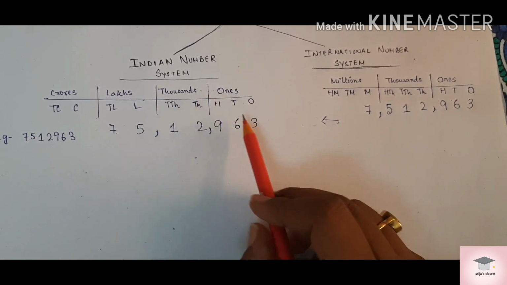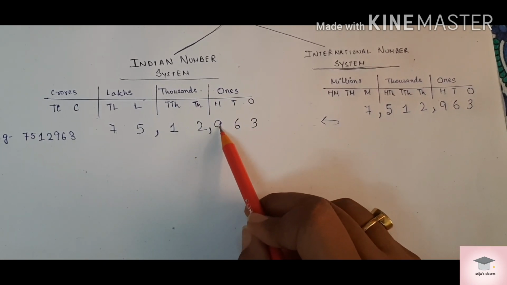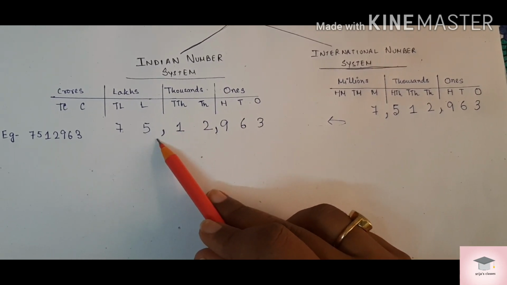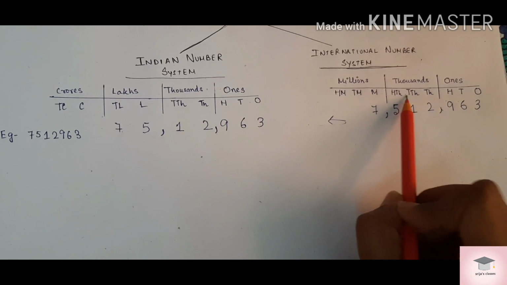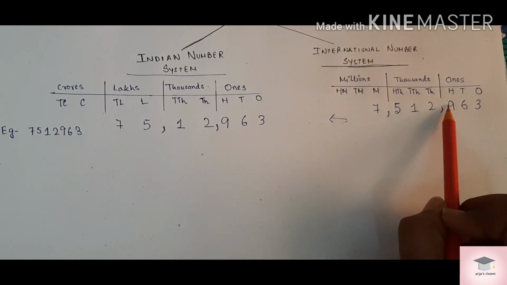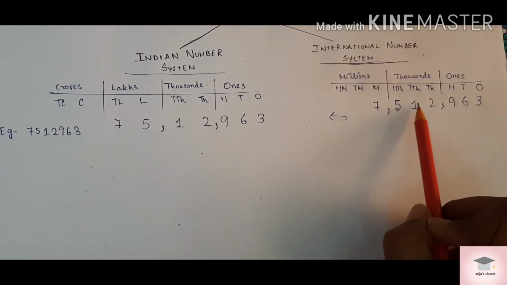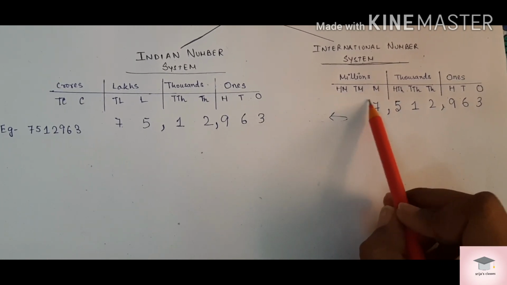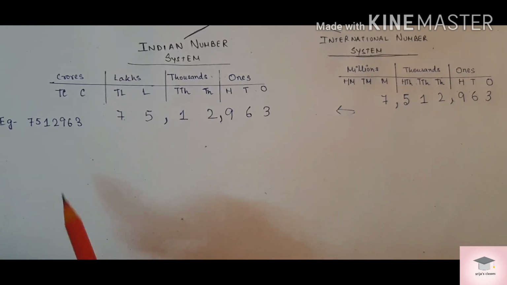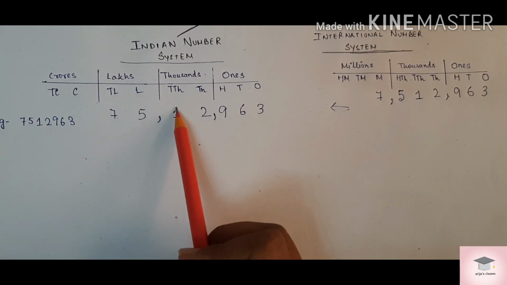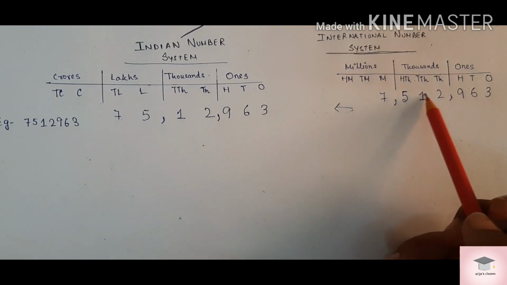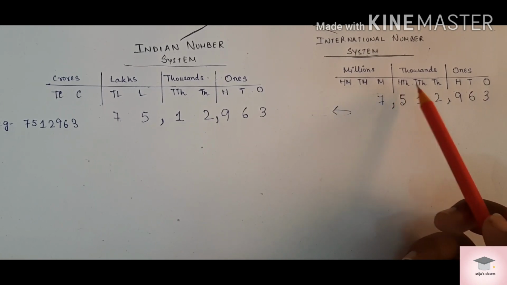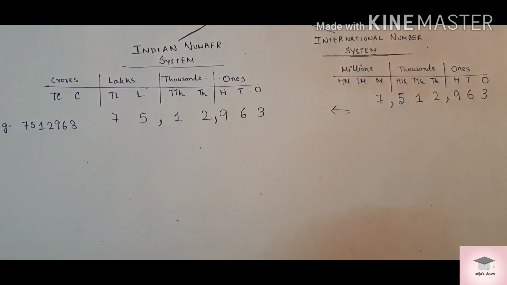In the Indian number system, ones, tens, 100, then a comma, 1,000, 10,000, then a comma. In the international number system, ones, tens, 100, comma, 1,000, 10,000, 100,000, then comma. First of all, you do one thing. You know the names of the Indian number system, but the names of the international number system is new to us. So first, let us learn the names of the international number system.